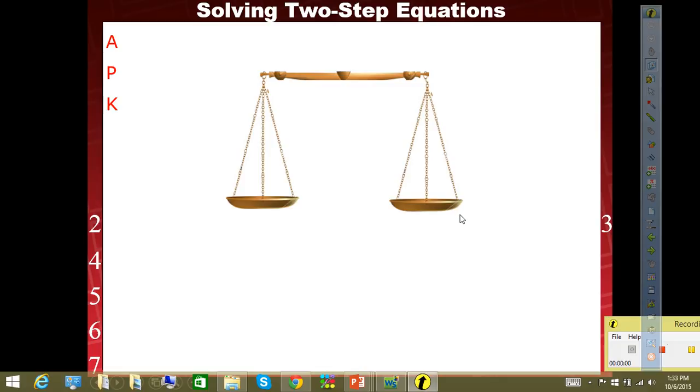So, we started with equations already, and we said that equations come from what? A scale. Look up, please. Equations come from a scale. When it's not balanced, it's an inequality. Remember that? Yes. Okay?